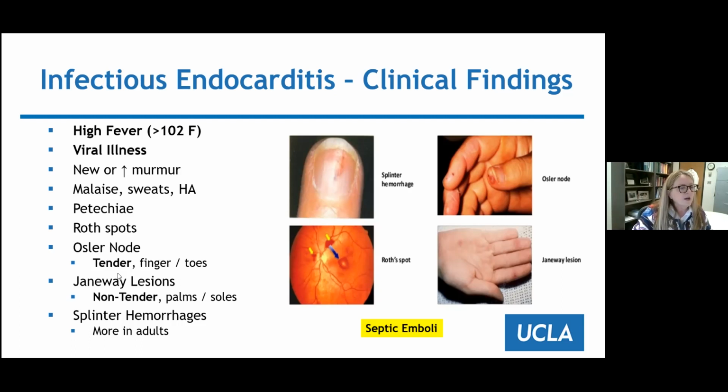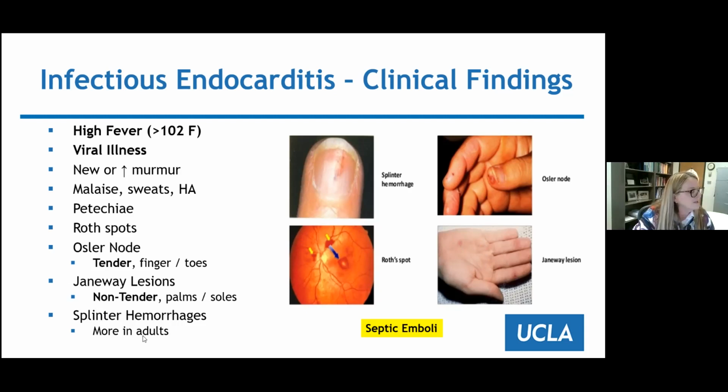Osler's nodes, which you can see up here, are on the fingertips and toes. They're little red spots, they're tender, and how you differentiate Osler's nodes from Janeway lesions, which are typically on the palms of the hand and the feet, is that they're not at the tips. Osler nodes are raised and Janeway nodes are flattened.